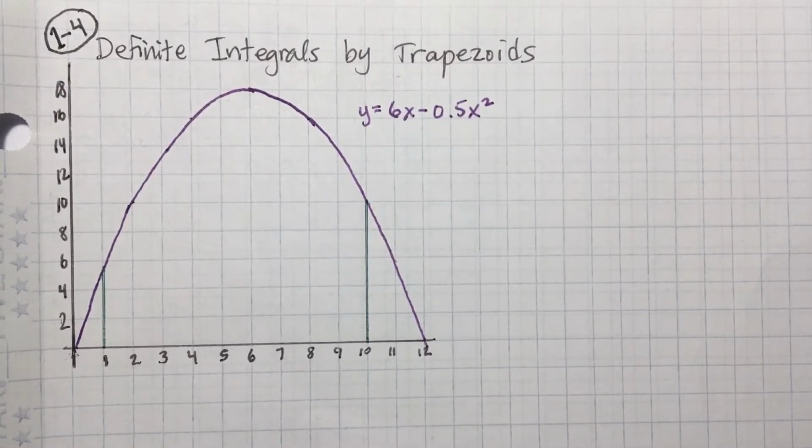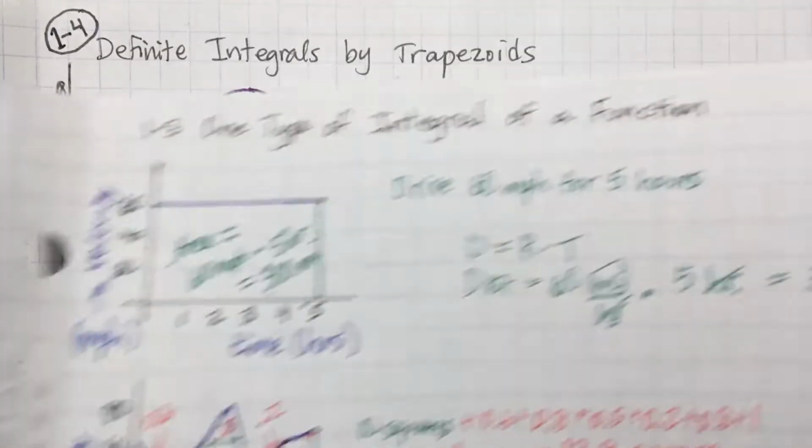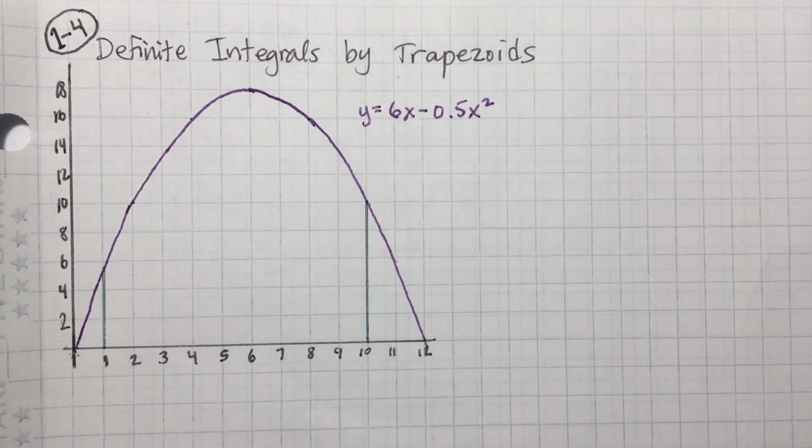Okay, so in our last video, you were starting to work with definite integrals, and you did it by counting boxes, this guy, and it was really annoying. So there's got to be a better way, and luckily there is. We're going to use trapezoids. It's still an estimate, but it's going to be easier than counting boxes.